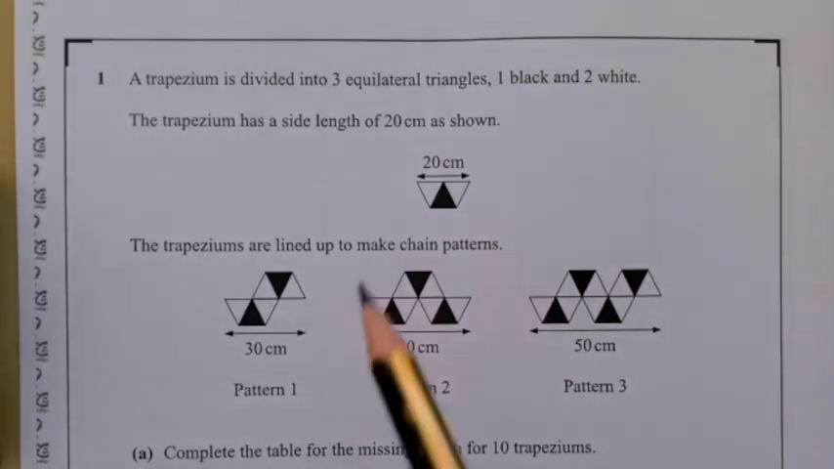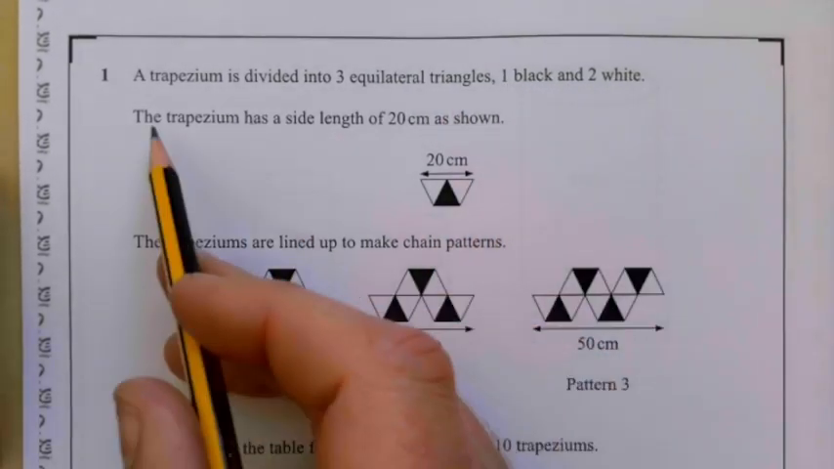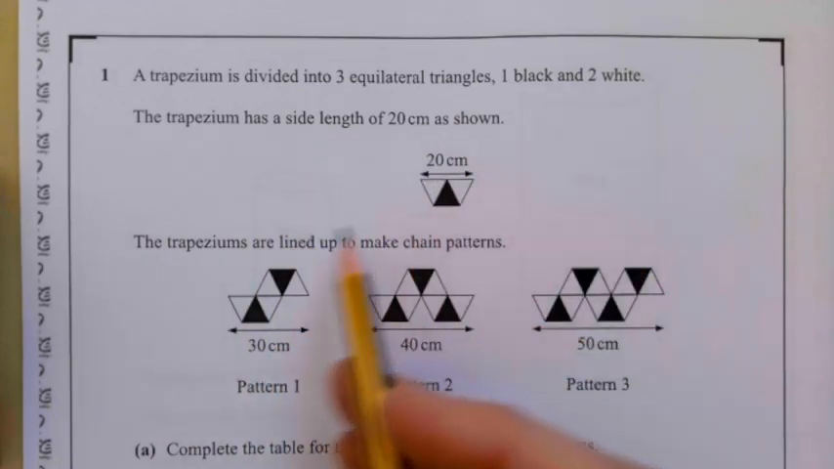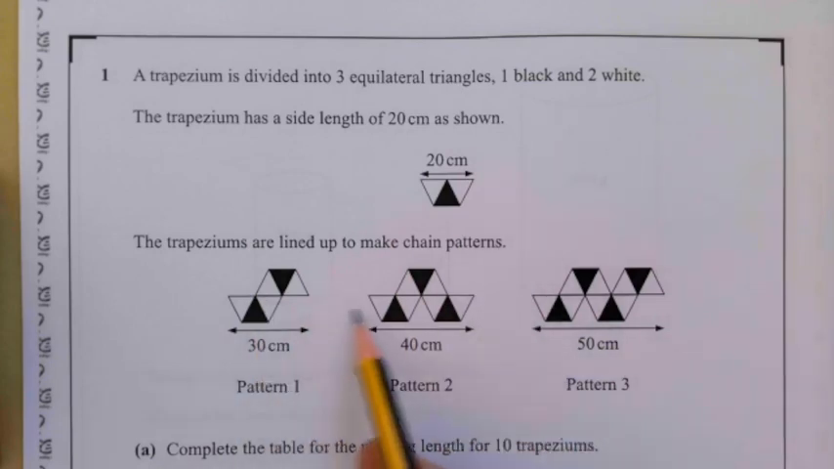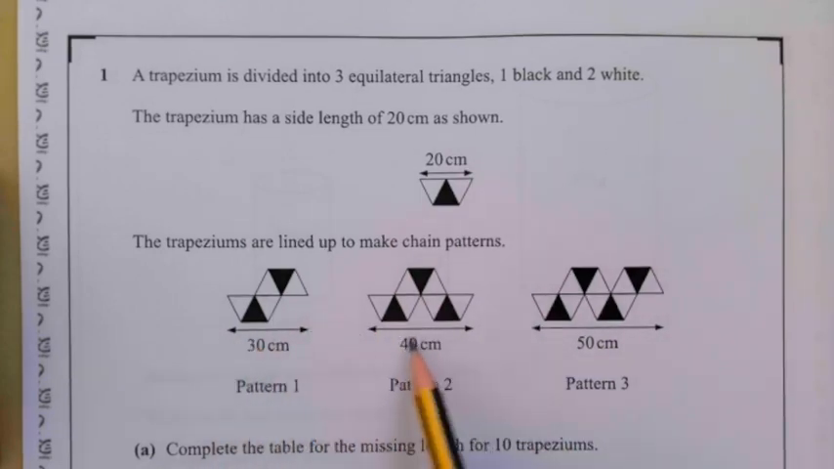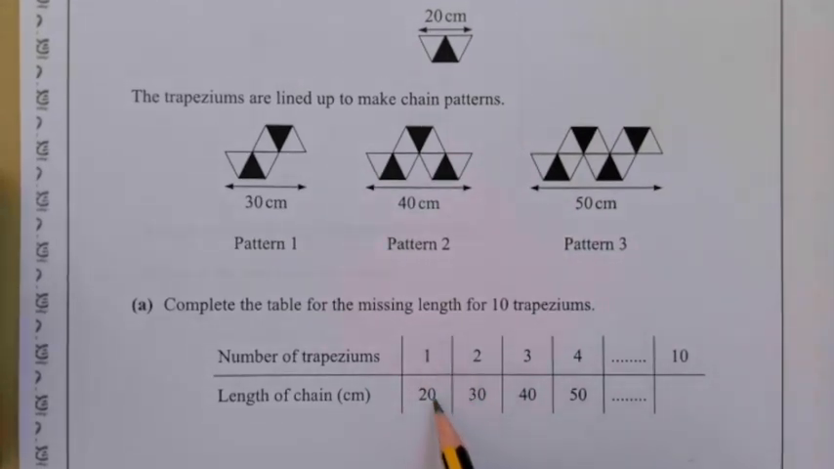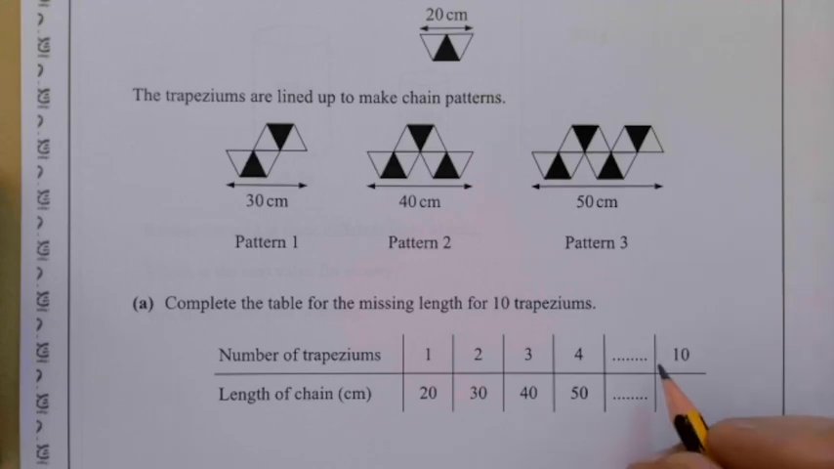A trapezium is divided into 3 equilateral triangles, 1 black and 2 white. The trapezium has side length of 20 as shown. The trapeziums are lined up to make chain patterns like this, that's 30, that's 40, and that's 50. Complete the table for the missing length for 10 trapeziums. So hopefully you can see the pattern. It's kind of 1 times 2, so 40. You would times by 10, obviously, then add 10. So that one then should be 110.